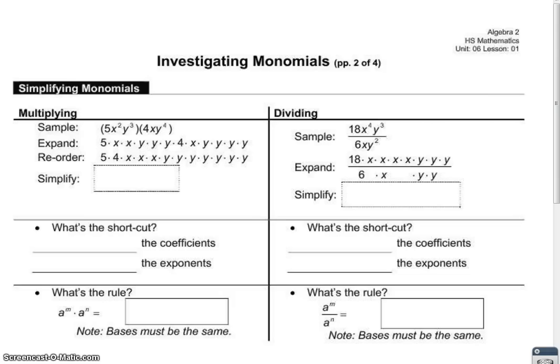Okay, so here, when I actually did that, I'm going to multiply them all together. So 5 times 4, I get 20. How many x's do I have? That's right, I've got 3. And how many y's do I have?